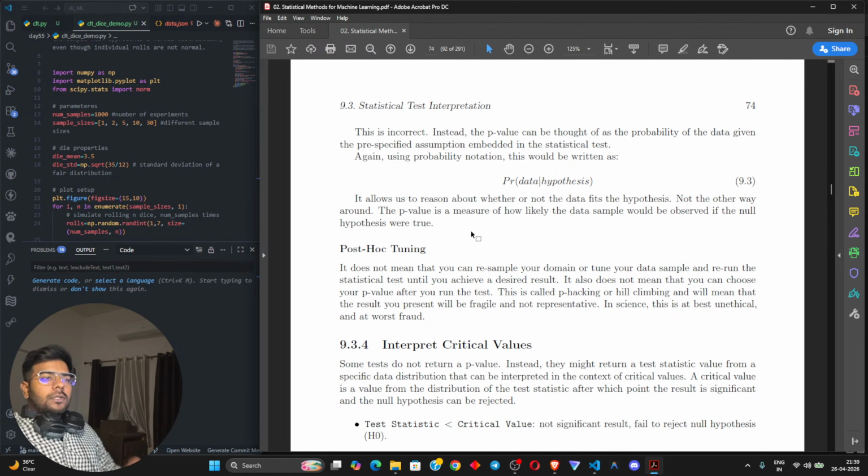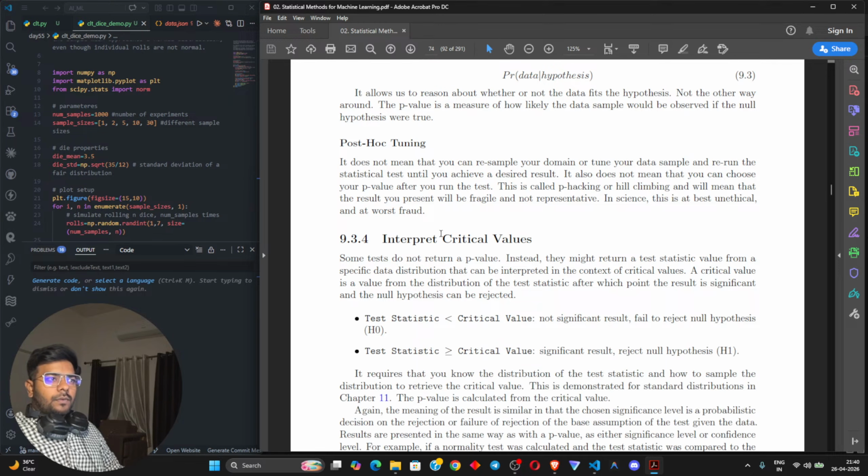It allows us to reason about whether or not the data fits the hypothesis, not the other way around. The p-value is a measure of how likely the data sample would be observed if the null hypothesis were true. Post hoc tuning: it does not mean that you can resample your domain or tune your data sample and rerun the statistical test until you achieve a desired result.